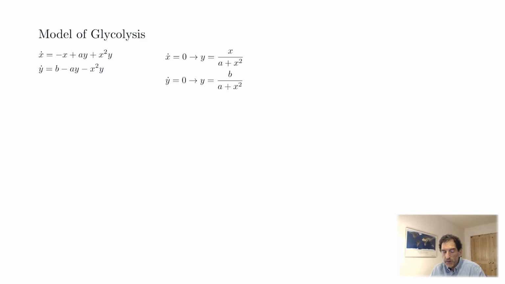In fact, these equations are sufficiently simple that we can go even further and find the fixed points, because if we set the two nullclines equal to each other, their intersection defines a fixed point. The fixed point is given by X star is equal to B, because we set the right-hand sides equal, then X star has to equal B. And similarly, Y star, now that we know what X star is, is equal to B over A plus B squared. So we have both the fixed points and the nullclines.